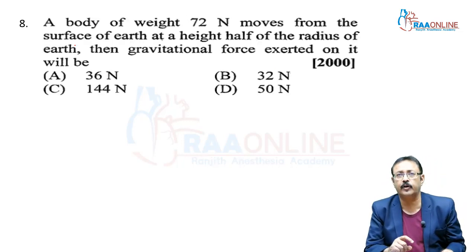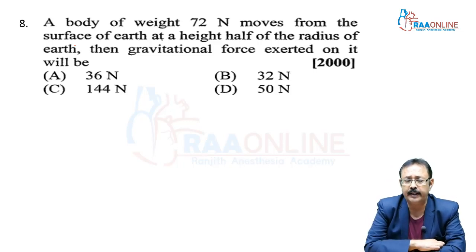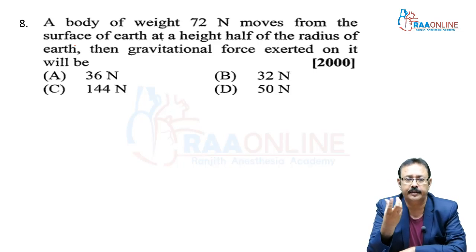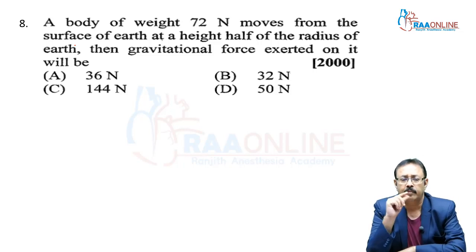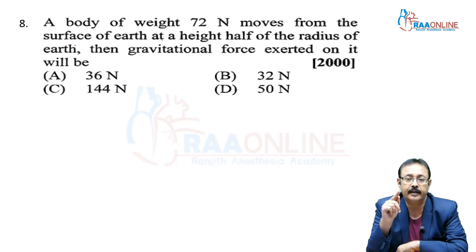Next, it is from 2000 AIPMT. A body of weight 72 Newton moves from the surface of Earth to a height half of the radius of the Earth. The gravitational force exerted on it will be? We can calculate by change in potential energy. The body of weight 72 Newton moves from the surface of Earth to a height half of the radius of the Earth.